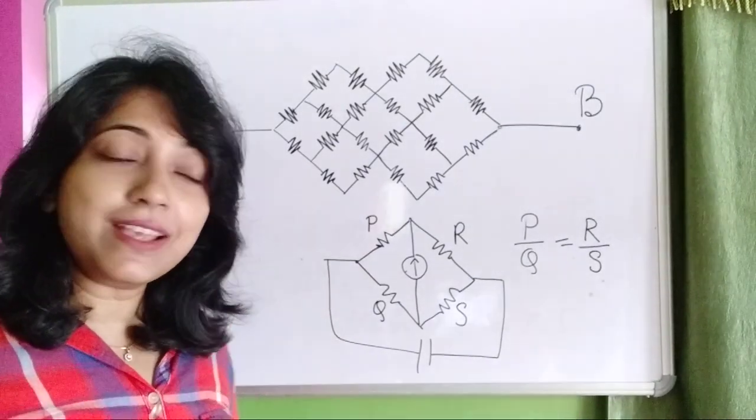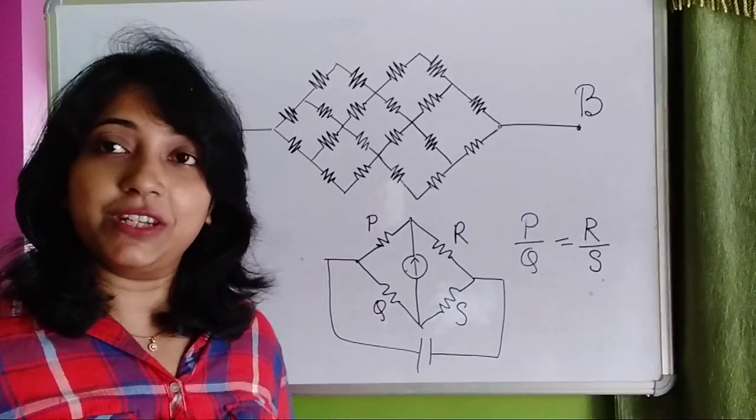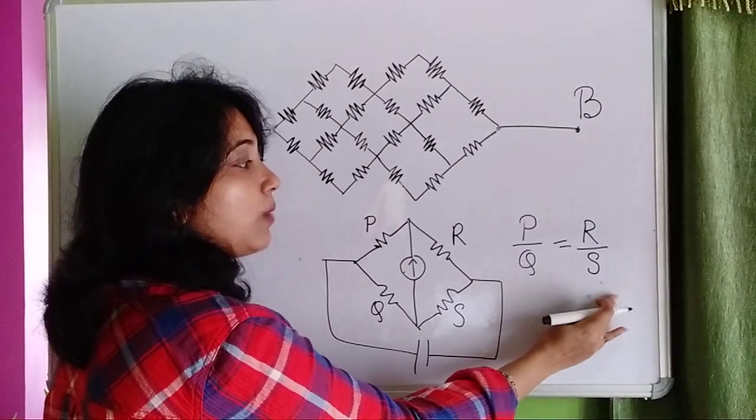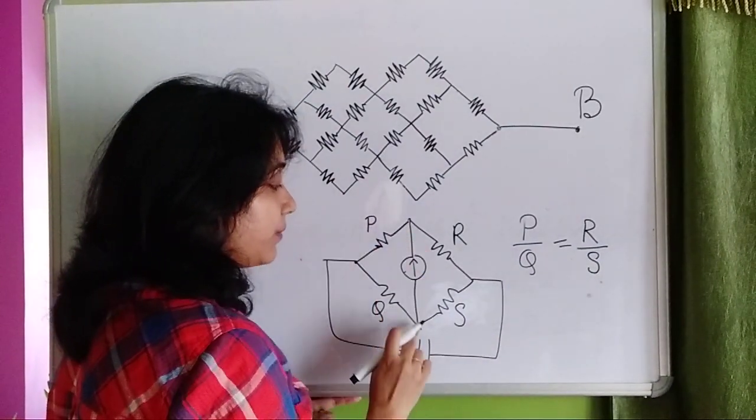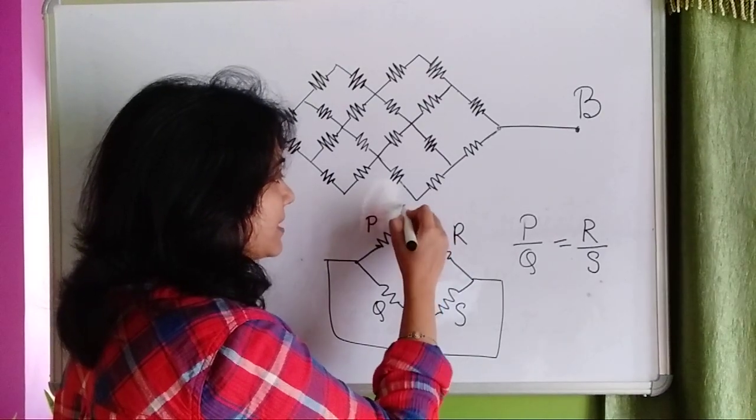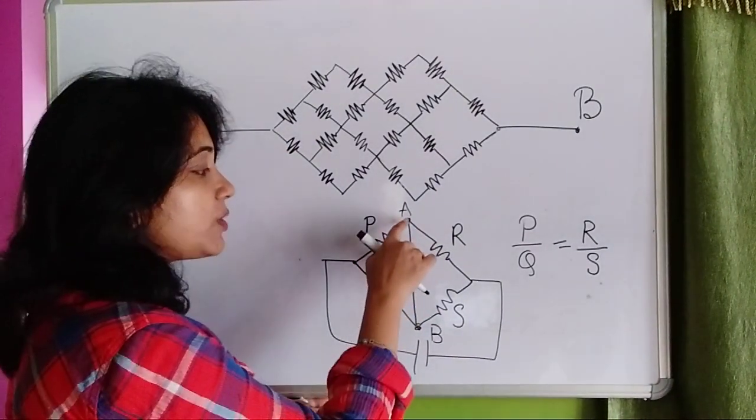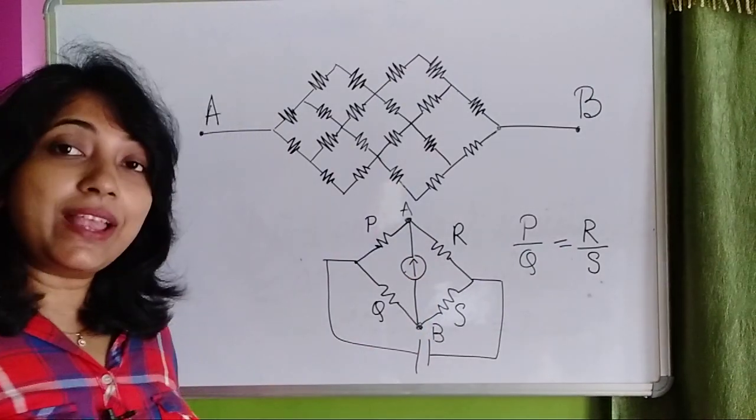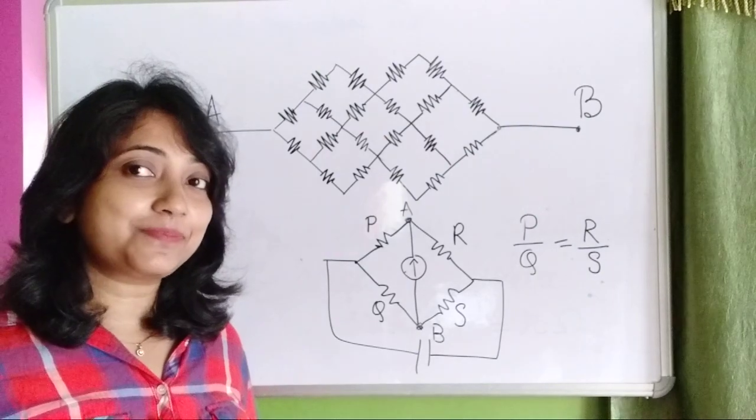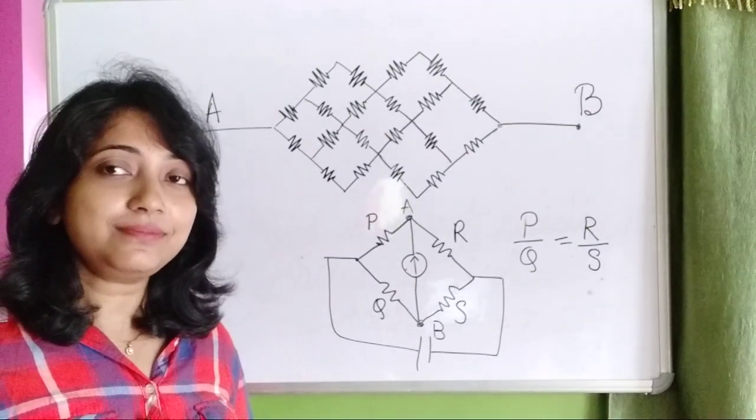And how does it manifest? It manifests in zero deflection of the galvanometer, which means when the ratio P by Q is equal to R by S, no current will flow between these 2 points. Let me call these 2 points A and B. So no current flows between A and B when the ratio P by Q is equal to R by S. So this is the principle of Wheatstone's bridge.